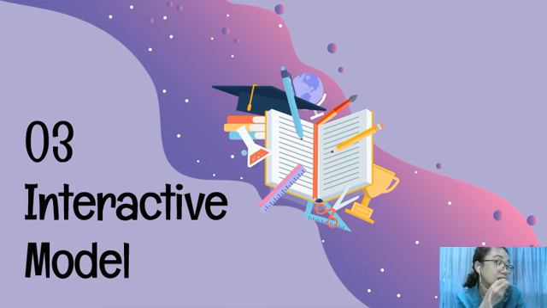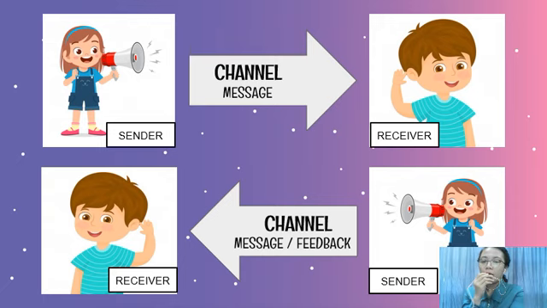Okay, the third model is called interactive model. Okay, this is the illustration of interactive model. As you can see po, it has two arrows na pinaghiwalay po. Hindi po katulad kanina na nasa isang araw lang po pero dalawa po yung nasa dulo. Pero ito po, two individual arrows po.